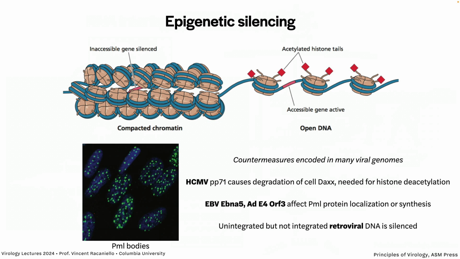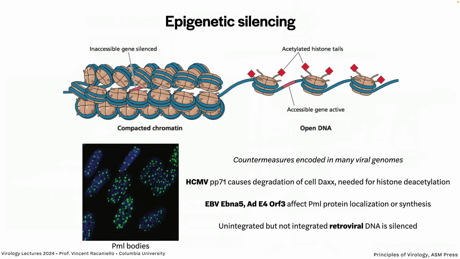Viruses encode antagonists of epigenetic silencing. In particular, we have here human cytomegalovirus, Epstein-Barr virus, two herpes viruses, and adenovirus. These encode proteins that antagonize silencing.